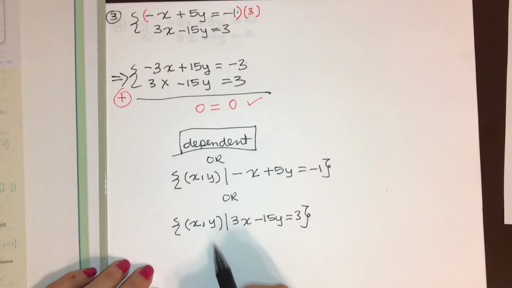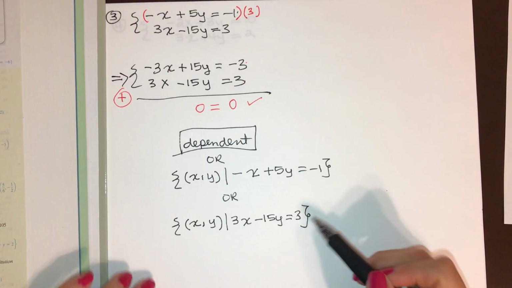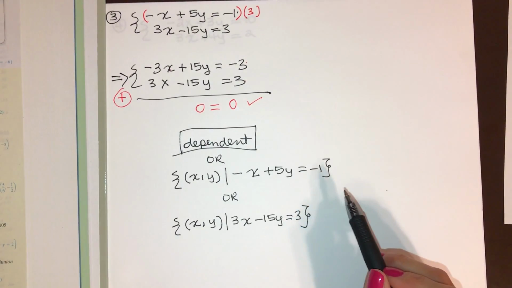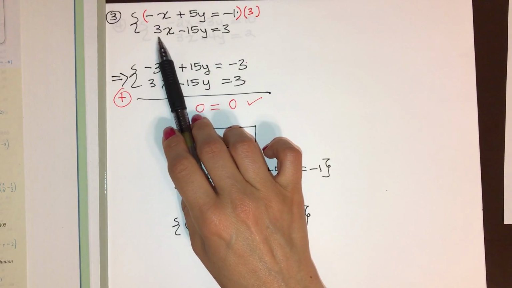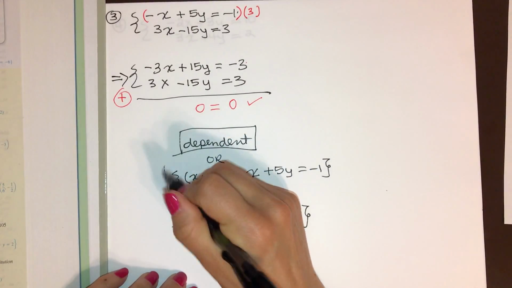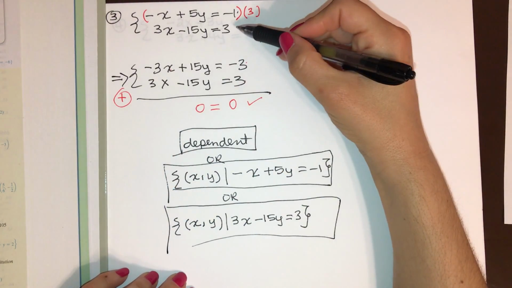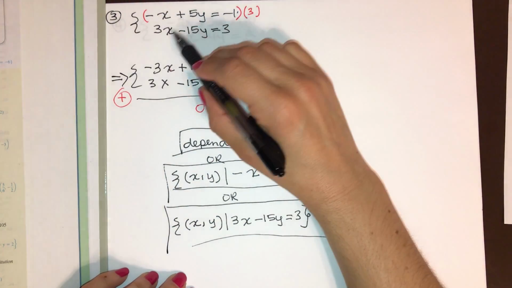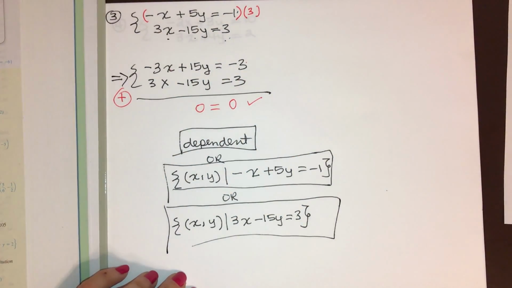So there are an infinite number of ordered pairs, and we can calculate them using any one of these equations. These are actually the same exact equation. They look different because one of them is multiplied by 3 and the other one isn't, but they are actually the same exact line. And you can actually see that if you take the second equation right here and divide it by -3, every single term, you will get the first equation.